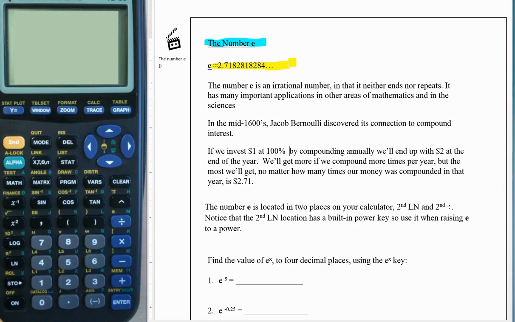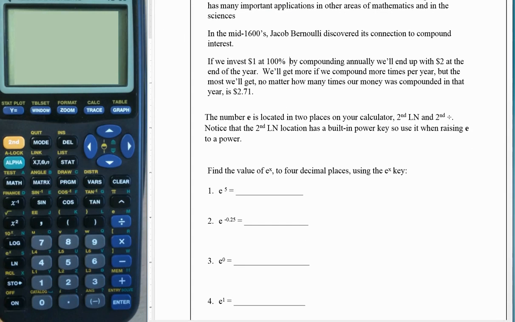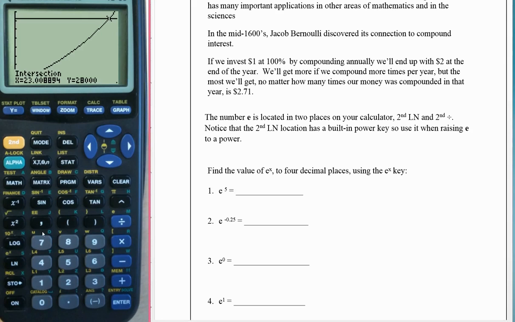So the number E is located on your calculator in 2 places. One, you'll see it's here above the natural log button. It's in the same color as your second button. So you hit second and then natural log. And then it's also above the division key. So you could hit second and your division key. Okay, now when you're taking it to a power, it's easiest to do the one that's just above the natural log.